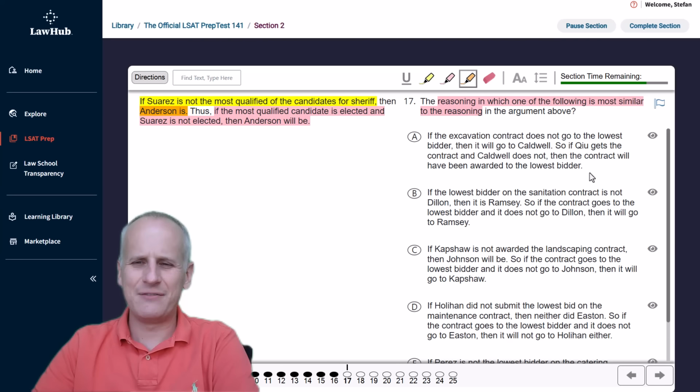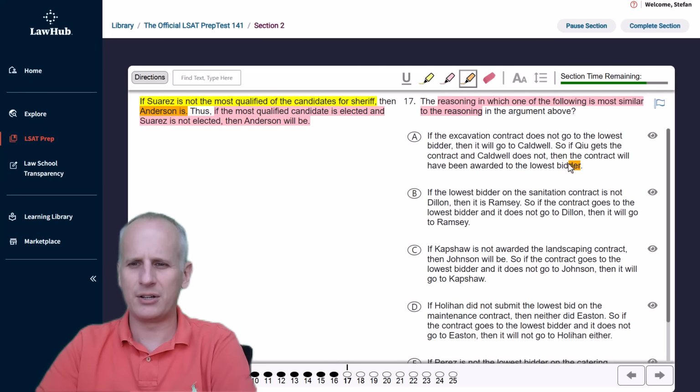If the excavation contract does not go to the lowest bidder, then it will go to Caldwell. Okay, so if not lowest bidder, then Caldwell. So if Q gets the contract and Caldwell does not, then the contract will have been awarded to the lowest bidder. Well, we're concerned with who is getting selected, not whether or not it's the qualification that's been met.